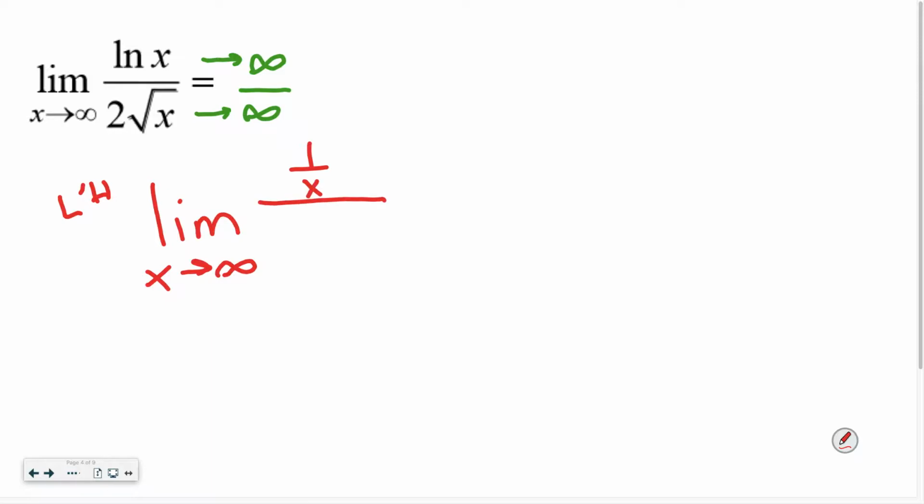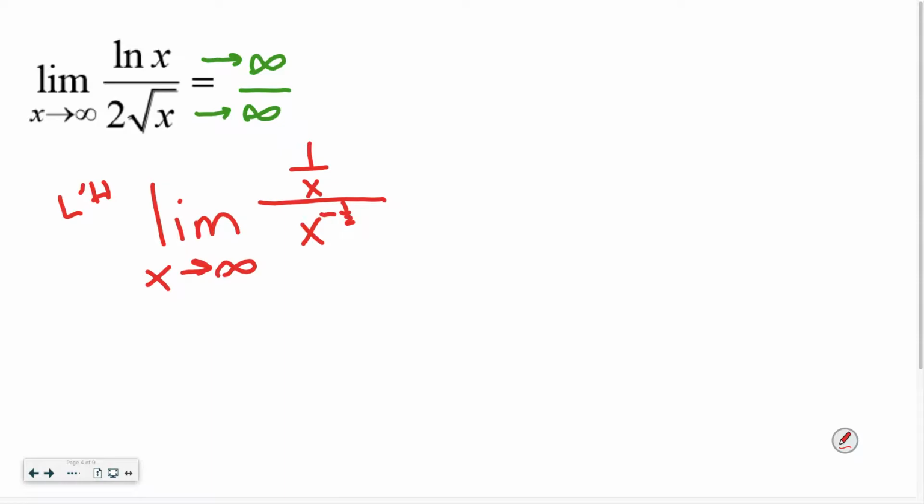Over the derivative of our denominator. Yeah, 1 over radical x. So I'm going to write it like this right now. This is x to the 1/2, right? So when we do the power rule, the 2 times 1/2 cancels out and we have x to the negative half power, which is the same thing as 1 over x to the 1/2, or 1 over radical x. Do not try to evaluate this limit until you have simplified.